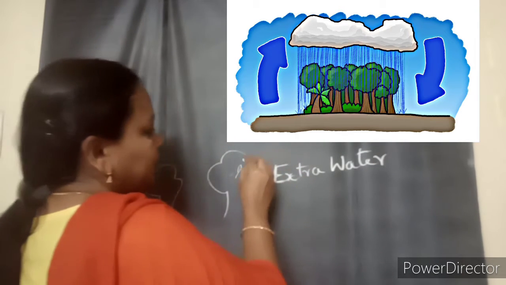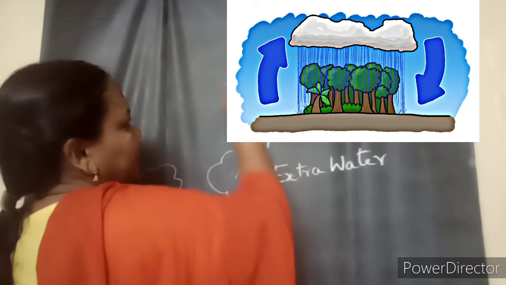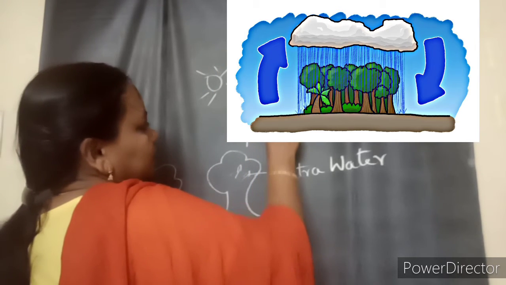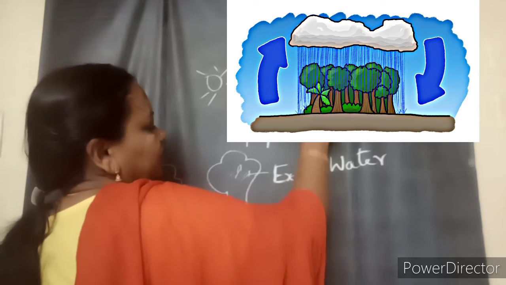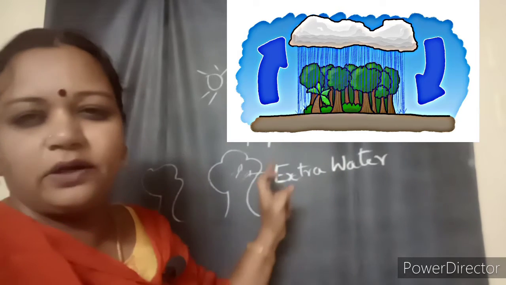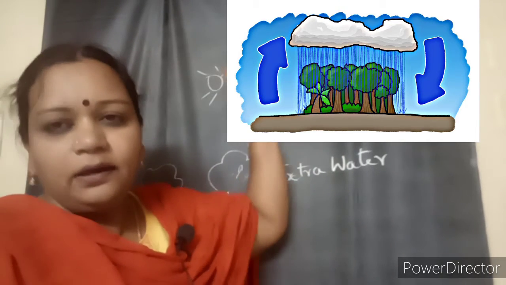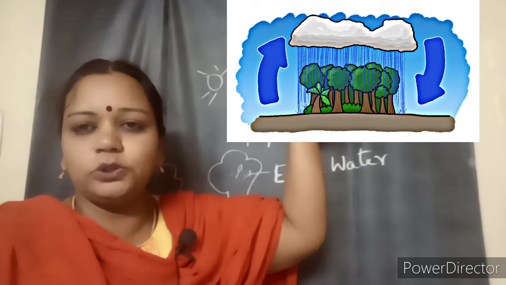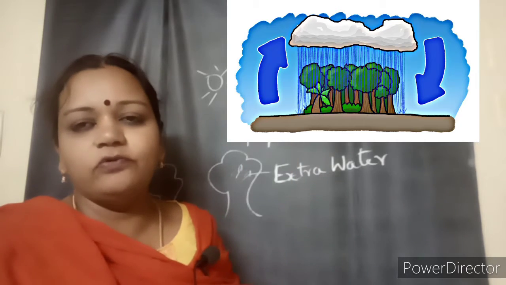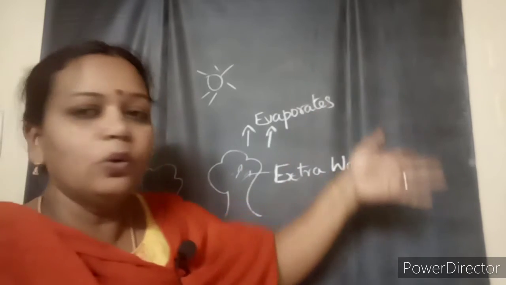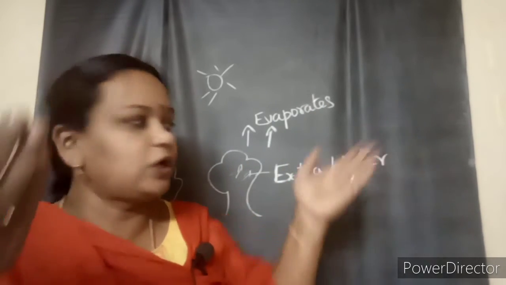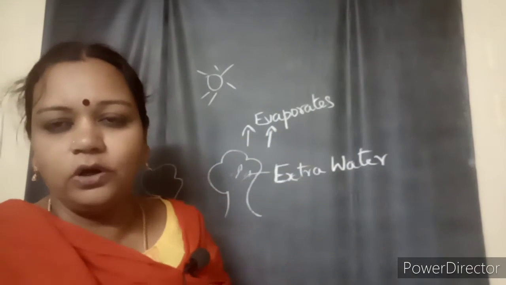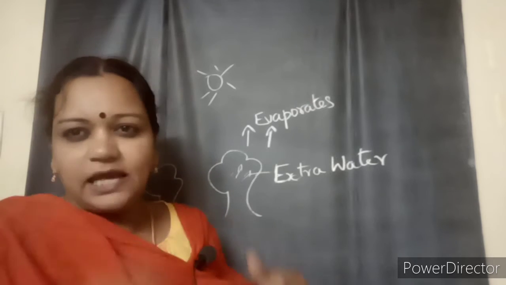That extra water will get evaporated because the sun is heating, no? It will get evaporated. What does evaporate mean, children? It will change into water vapor and it will go up. And you know that when they become water vapor and move up, they may change into clouds and they may fall as rainfall. And you all know the water cycle, no? From the water bodies, water will go up the same way and form clouds, and they will fall and reach the water bodies. That is a cyclic movement.